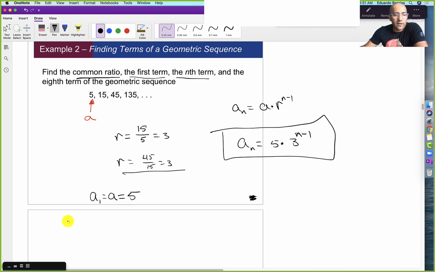Okay, so now we have to find a sub 8. That's equal to 5 times 3 to the power of 8 minus 1, which will be 5 times 3 to the power of 7. And that's where I need a calculator. I don't know what 3 to the 7th power is. Where's my calculator?